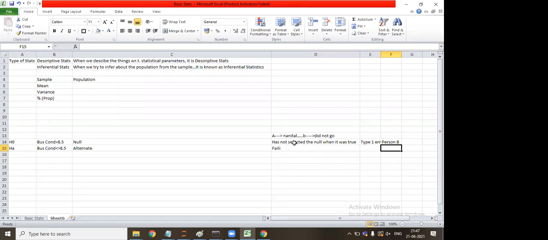So we are discussing the alternate hypothesis right now. Don't worry about the alternate; these two things are different. Just focus on this. Person A has made a mistake. He has accepted the null hypothesis when it was false. Is it clear till now? Yes, person A has accepted the null hypothesis when it is false.